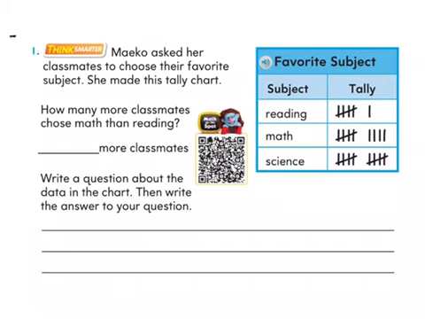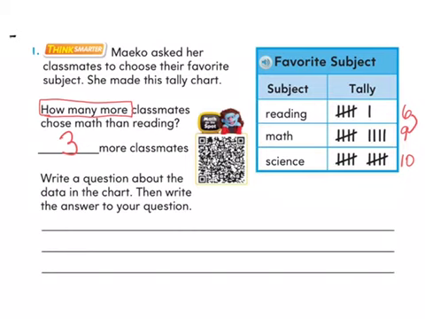First, let's see what the total amount is for each of those. So 6 people chose reading. 9 people chose math, and 10 people chose science. So we're trying to figure out how many more, meaning we're going to subtract, how many more classmates chose math than reading. Well, we're going to subtract 9 minus 6, which is 3. 3 more classmates chose math over reading.